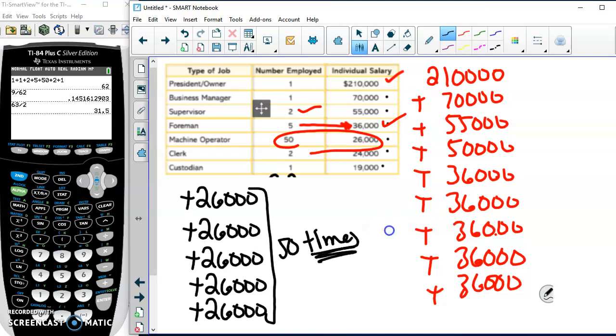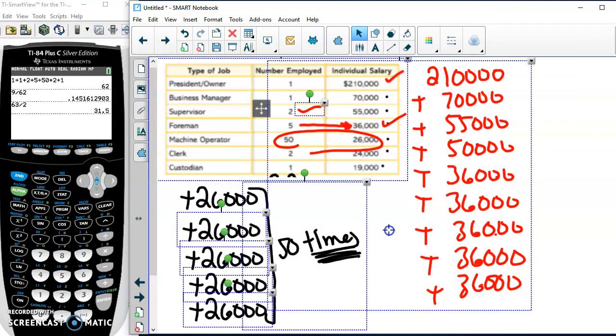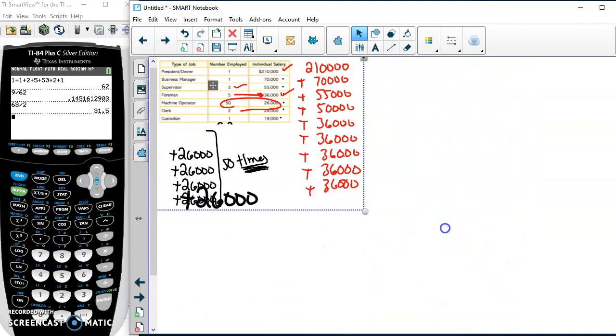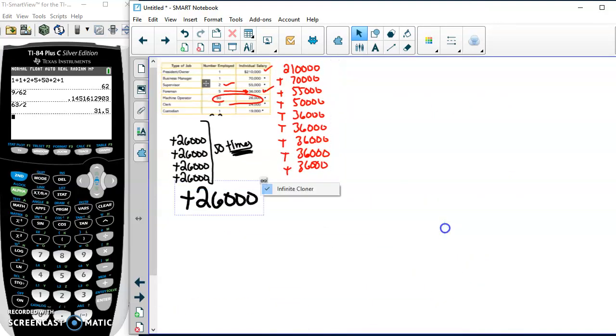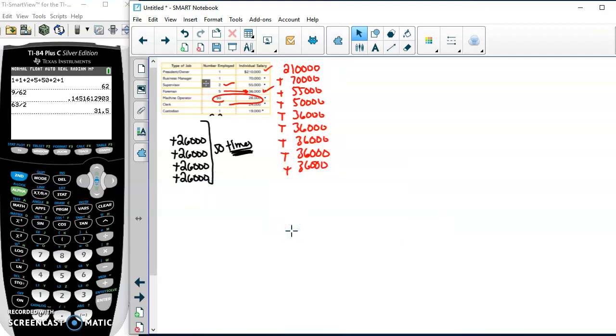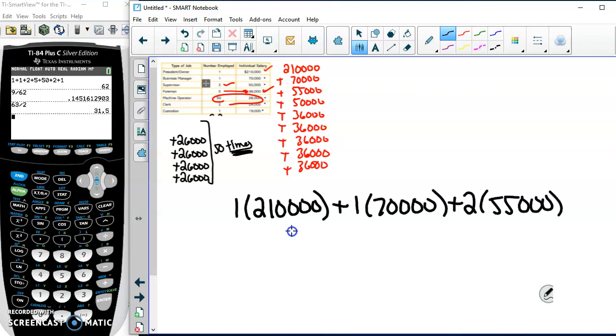So this is kind of our key word here, times. The shortened way to do all this is to use multiplication. Okay, so that's our shortened way. So what we're going to do instead, to find our mean, is say, well, we have one score of 210,000, and then we have one score of 70,000, our salary, and then 2 salaries of 55,000, right?